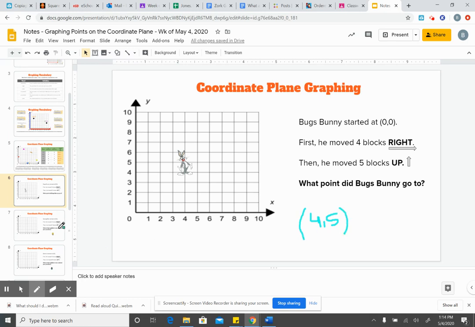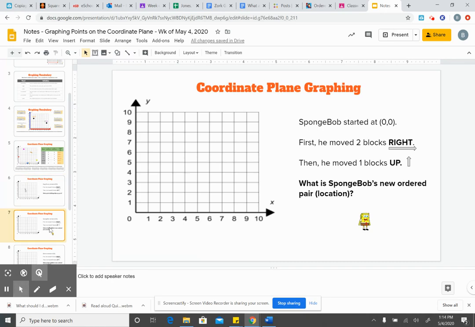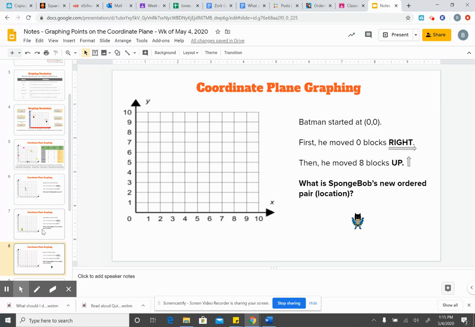Okay, so let's keep going. The next one. We have SpongeBob starting at 0, 0. He moves 2 blocks right and 1 block up. What is SpongeBob's new location? Well, start at the 0, move 2 blocks right, and then 1 block up. So now SpongeBob is at 2, 1. Those are my parentheses. I'm sorry if they look sloppy. Okay, good job. Let's check out Batman now.